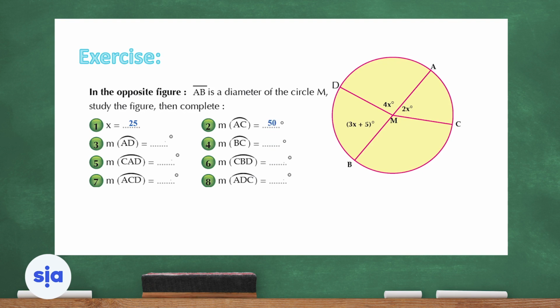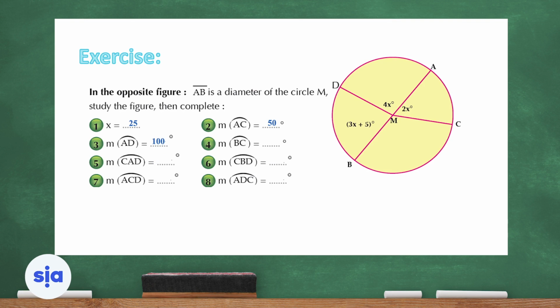Question number 3. Find the measure of arc AD. So you go to arc AD. Where is the central angle opposite to arc AD? Yes, it's angle AMD. What's the measure of this angle? It's 4x. And what's the value of x? Yes, the value of x is 25. So if you multiply 4 by 25, the answer is 100 degrees.